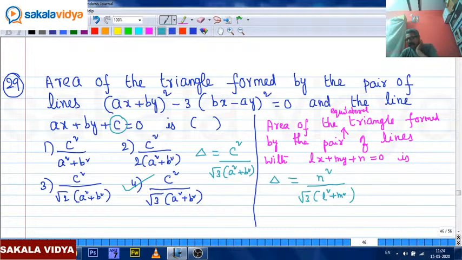Otherwise you can say like this also. In general, not only for this equilateral triangle, for any triangle it can be applicable. Then delta is equal to, you can remember like this, n square by tan alpha into L square plus m square. Since equilateral triangle means alpha is equal to how much? 60. Tan 60 is equal to root 3. We got it.